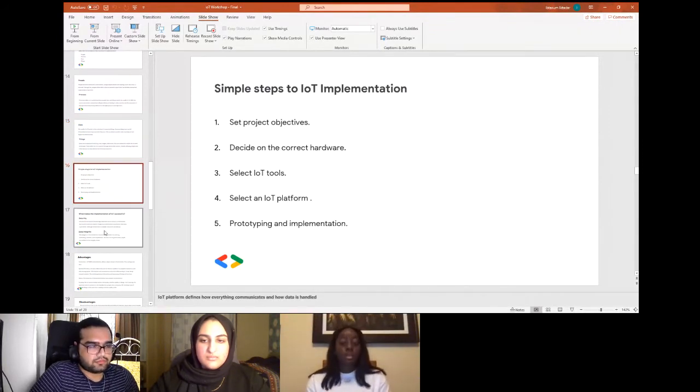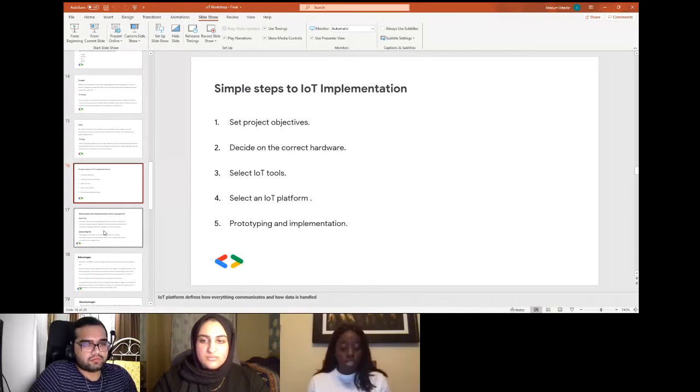So there are simple steps that can be addressed when you're talking about IoT implementation. The first step is to set a project objective. When setting a project objective, you need to understand the scope of your project and understand what exactly you're trying to solve. You need to have a problem definition and have accurate information about the problem you're solving to be able to come up with your objectives and your goals and your aims.